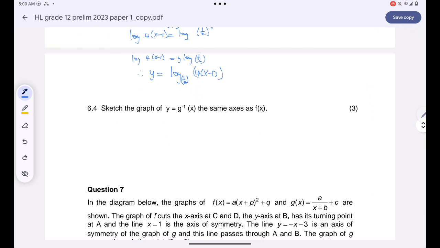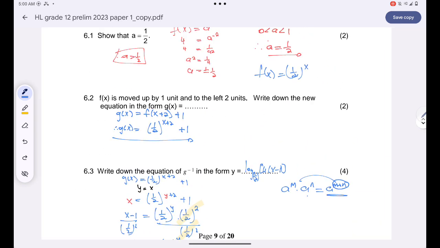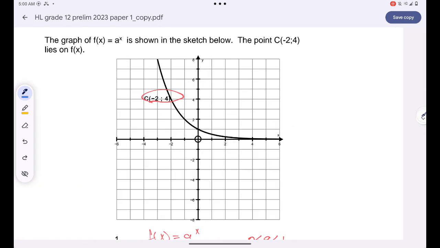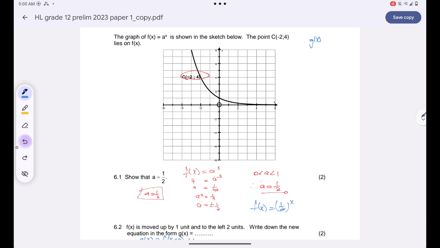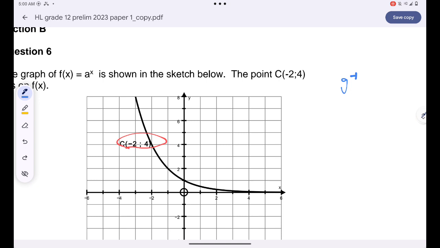And then I'm supposed to sketch the inverse of g of x in the same axis as f of x. Okay, I'm supposed to draw the inverse of g of x. Remember that, guys, we found the inverse of g of x to be equal to the log of 4 multiplied by x minus 1 base half.